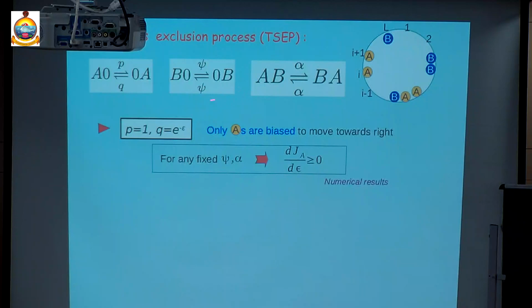B are the neutral particles. So they just go left and right with the same rate. And now what will happen when A and B are close by? Should they exchange? Should they not?